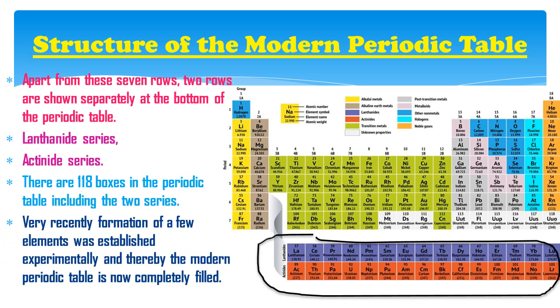It means that there are 118 places for elements in the modern periodic table. Very recently, the formation of a few elements was established experimentally, and thereby the modern periodic table is now completely filled. The last elements you can observe here, 109, 110, 111 and 113 up to 118, are newly discovered elements formed just now. The 118 places are completely filled now.